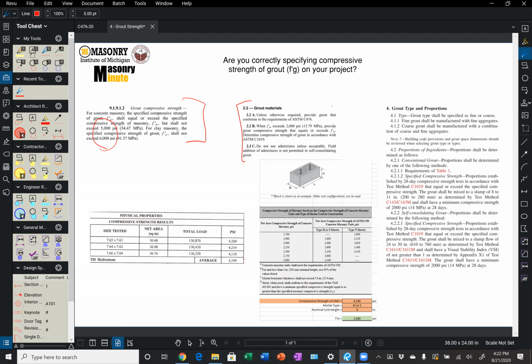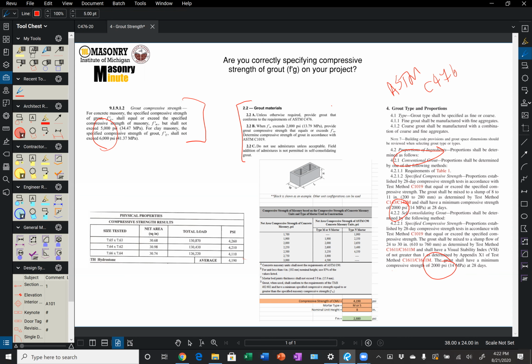As we go then to ASTM C476, which we can see the language over here on the right of this page, we can see that for conventional grout, the minimum grout strength at 28 days is 2,000 psi. As we look at self-consolidating grout, again, that minimum compressive strength of grout is 2,000 psi when it's tested at 28 days. So we have a minimum value of 2,000 psi, and if we design with the strength design methodology, we have a maximum value of 5,000 psi for concrete masonry.